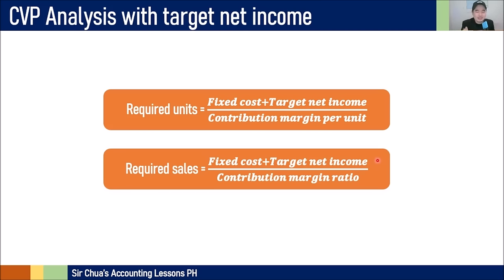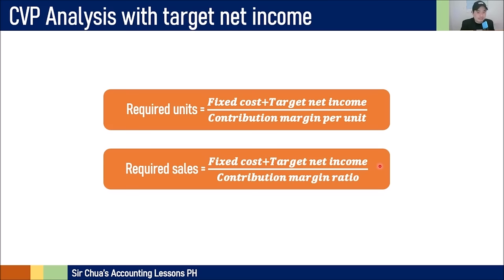Dahil yung ating pong variable costing na analysis at saka CVP analysis, ang kailangan po nating analysis sa kanya is earnings before interest and taxes. Okay, so wala pa po yung mga tax effect at saka wala pa po yung mga finance cost effect like interest. Okay, so ganun po kasi yung ating CVP analysis.